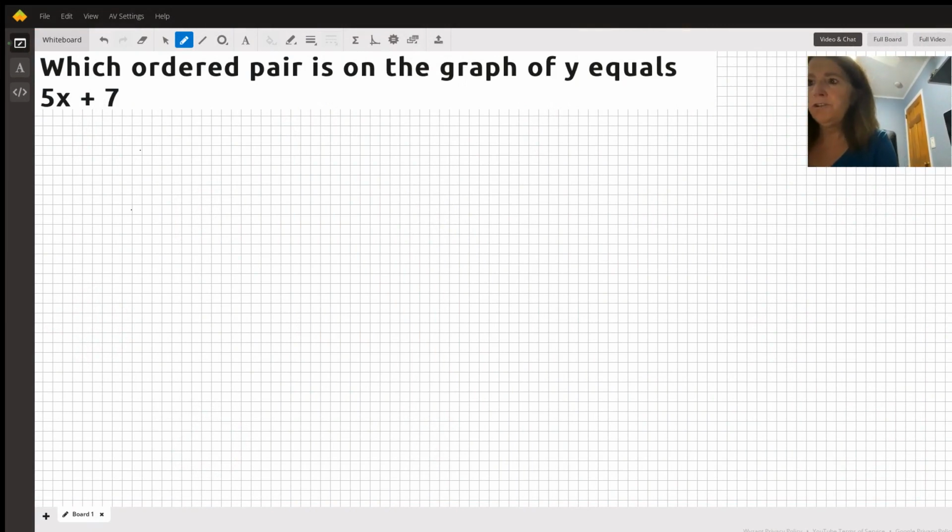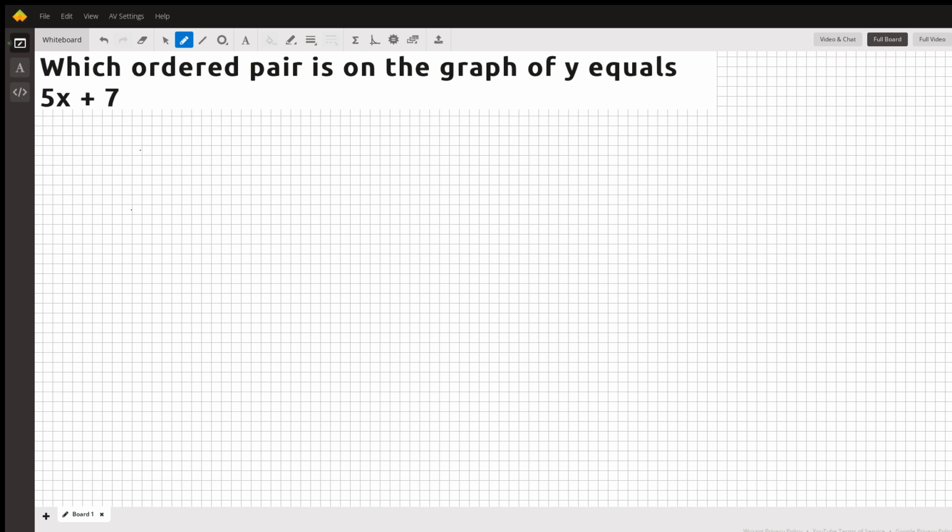We are going to figure out what ordered pair is on y equals 5x plus 7. So what we have is this linear equation, which actually has an infinite number of solutions on this graph. And in order to figure out what ordered pair is on this graph, you can make a table of values. The good thing about the table of values is that you can sub in any x you'd like and figure out what y value you would get.